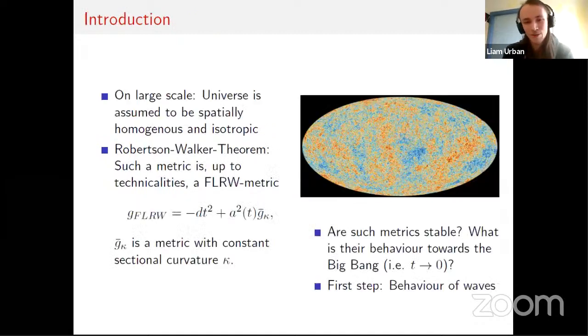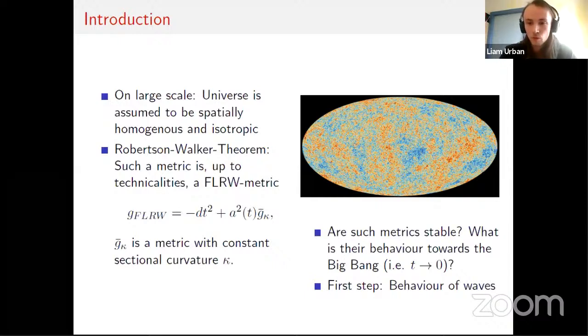So again, I'll try not to repeat too much, but on a large scale, we assume and perceive the universe to be spatially homogeneous and isotropic up to small perturbations. Again, the well-known picture of the cosmic microwave background is a strong indication that this is a very fair cosmological assumption, and also the way that superclusters are spread out throughout the universe as a whole is more or less consistent with this assumption.